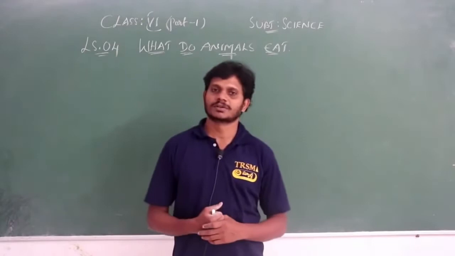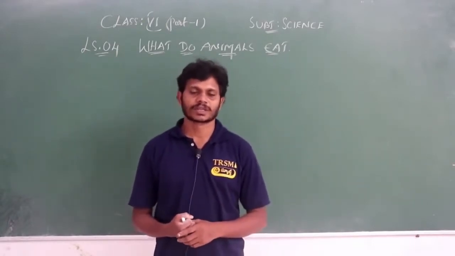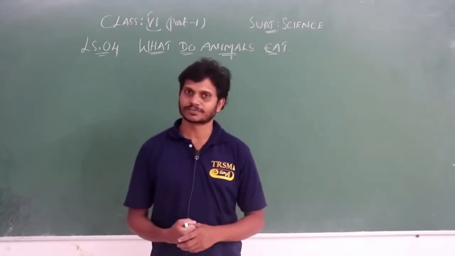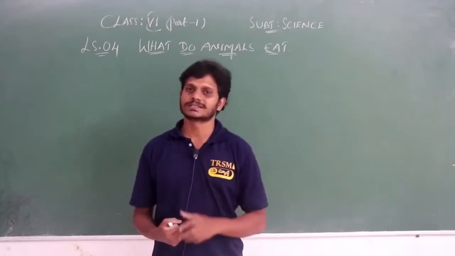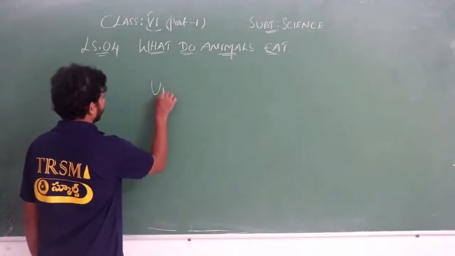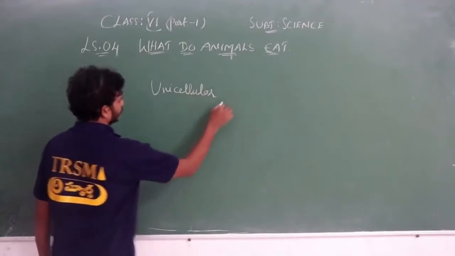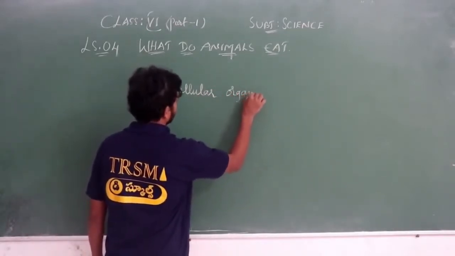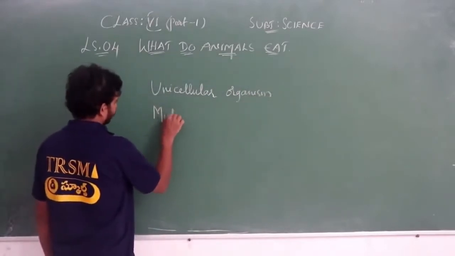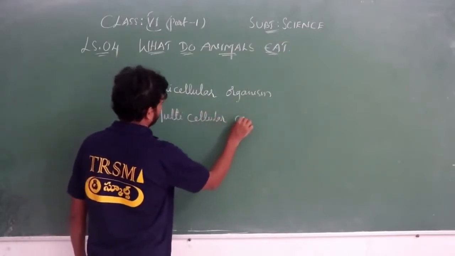There are different types: unicellular organisms and multicellular organisms. Uni means single. Okay, organisms, there are two types, mainly unicellular organisms and multicellular organisms.